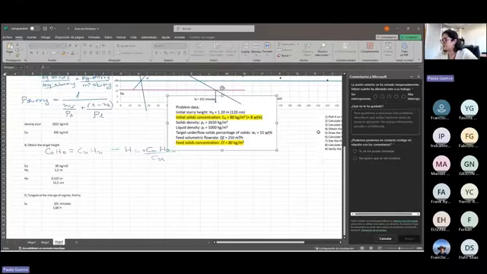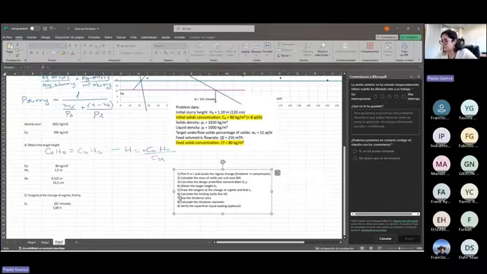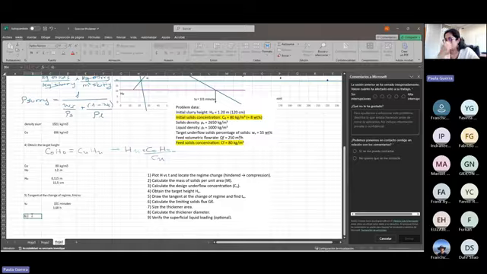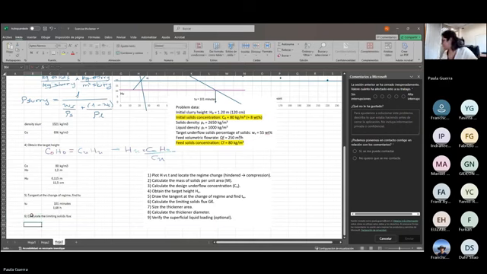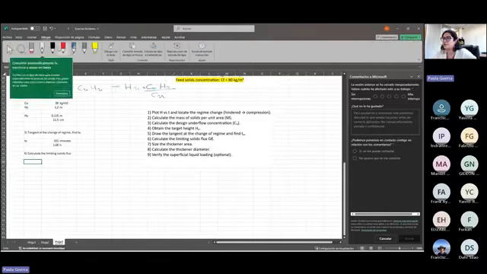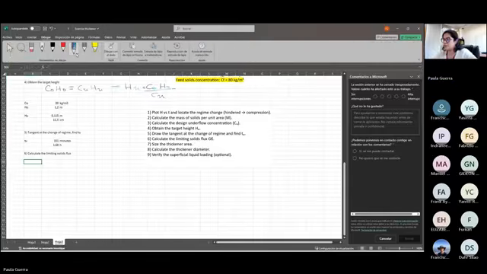Okay, so now let's continue with the exercises. As we can see now, 6 is calculate the limiting solids flux. So the limiting solids flux, I mentioned it earlier, but I'm going to repeat it now. Let's go back to the drawing.